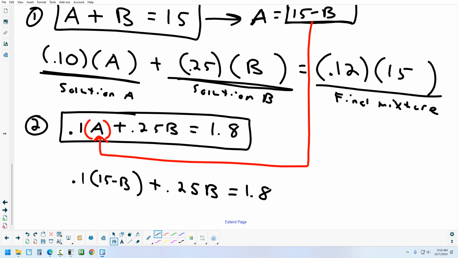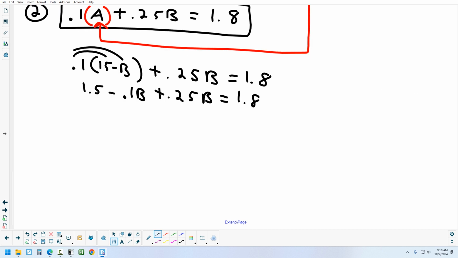Right, and now it's kind of like what I showed you guys earlier, solve a linear equation. Okay, what do I have to do with the 0.1? Distribute. Yep, distribute that out. 0.1 times 15 is basically dividing it by 10. So it's 1.5 minus 0.1b plus 0.25b equals 1.8.